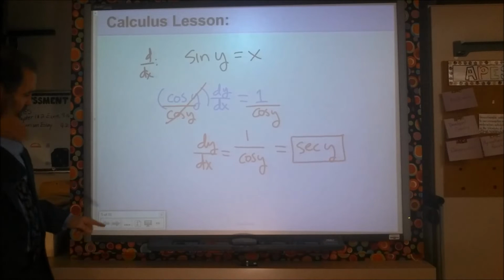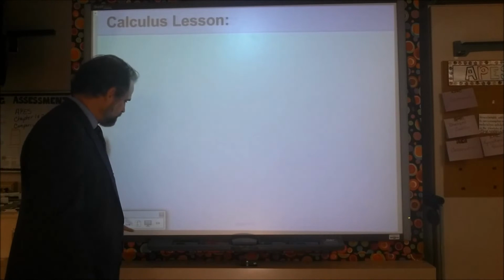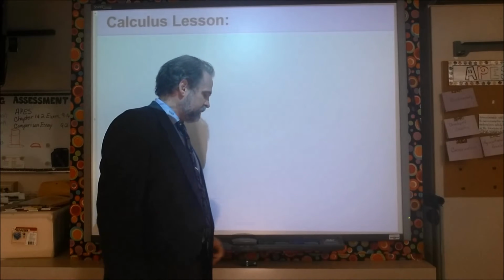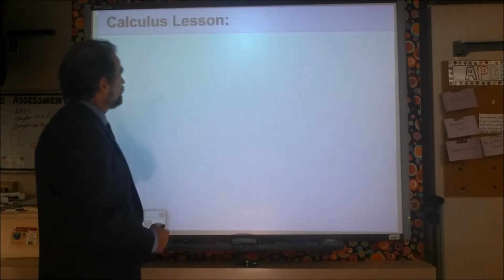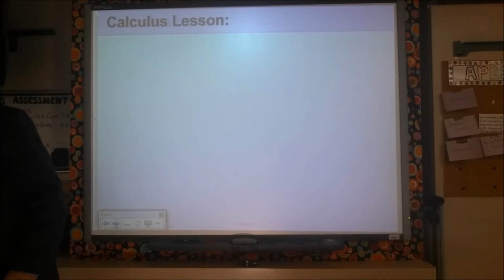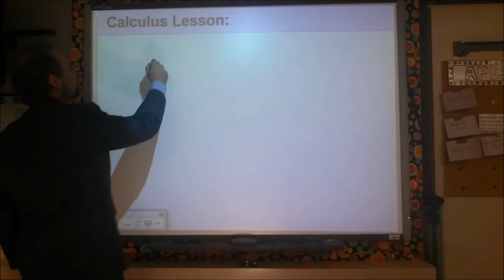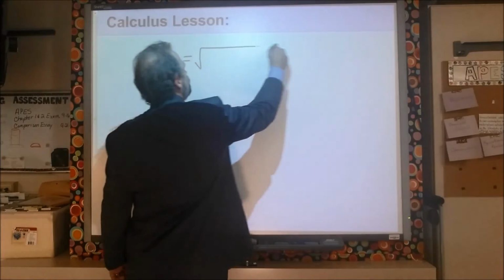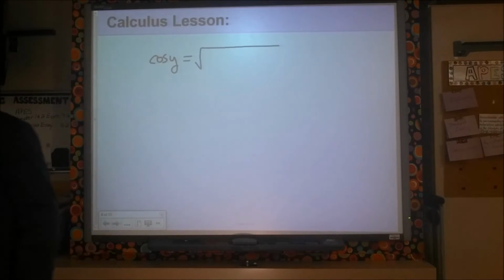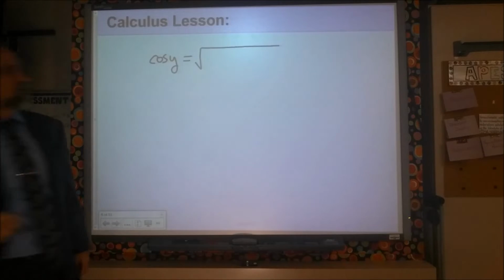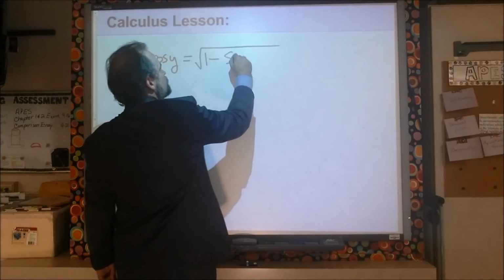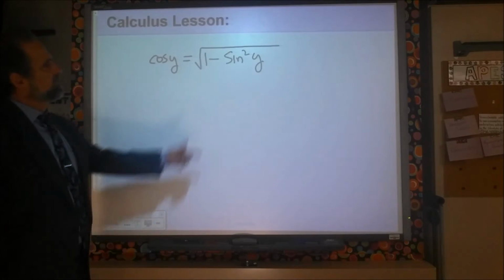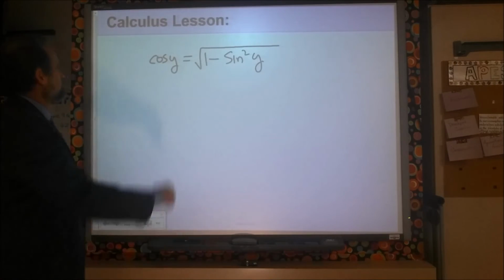Here's one. Here's a fun one. Let's look at this one. We haven't done much in the way of this at all. And again, with those special functions, you would see radicals. So let's do the cosine of y equals the square root of 1 minus sine squared y.